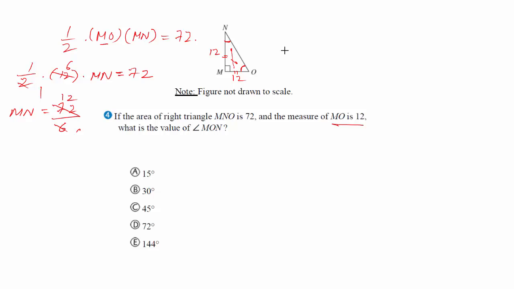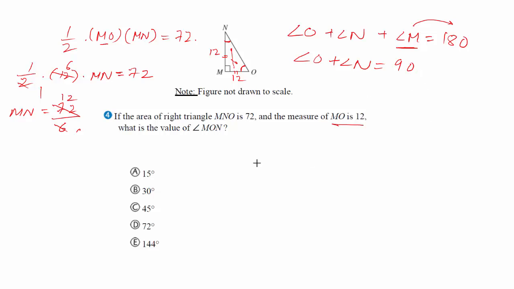So they are equal. We can say that angle O plus angle N plus angle M is 180, and this is a right angle triangle, as it's showing here. That means angle M is 90, so angle O plus angle N is 180 minus 90, that's 90. So we have to calculate MON, which means angle O.